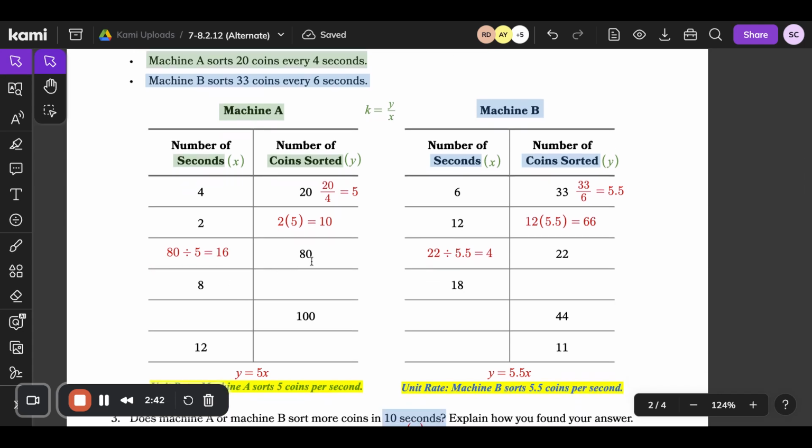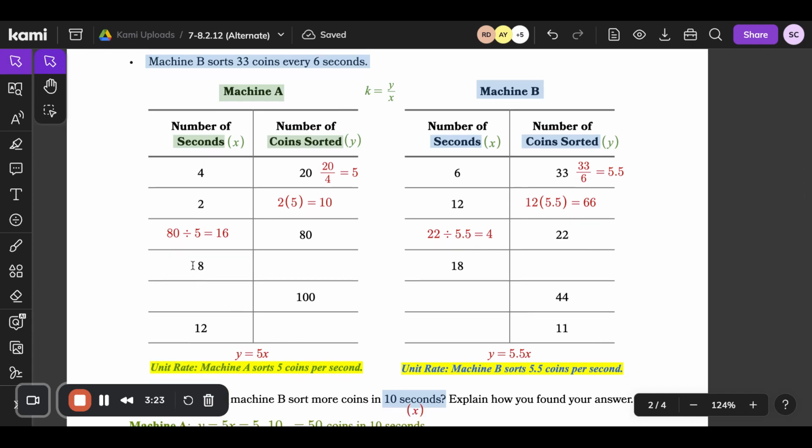For the next one, they gave us the number of coins sorted. Now we're trying to figure out how long it took to sort 80 coins. If we know it is 5 coins per second, and we've had a total of 80 coins, whenever they give us Y, we divide by our constant. So 80 divided by 5 is equal to 16. It took 16 seconds to sort 80 coins. Whenever they give us X and Y, we are trying to find the constant, and we divide. Whenever they give us X, we multiply X by the constant, which was 5, to get Y. And when they give us Y, we divide by the constant to get X.